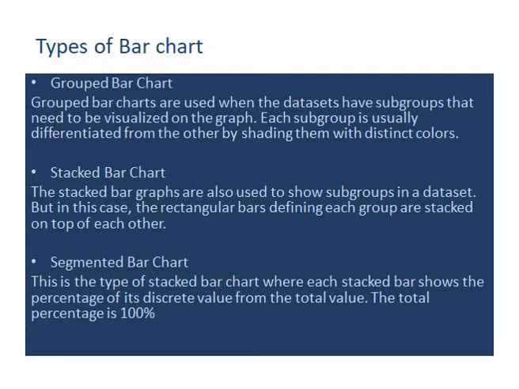That is group bar chart. Stacked bar chart means here also subgroups are used in the data, and in this case rectangular bars that define each group are stacked on the top of each other. That is, one will be put on the other one. If you have first, second and third, first will come down, second will be going on the first one, then on that second one will be the third one, like that it will be shown. That is stacked bar.